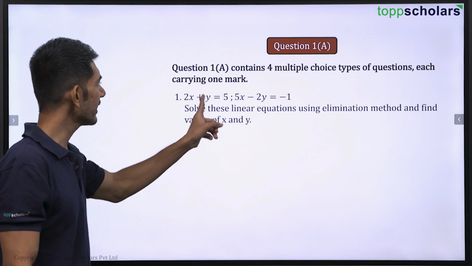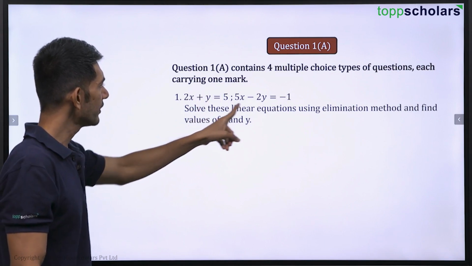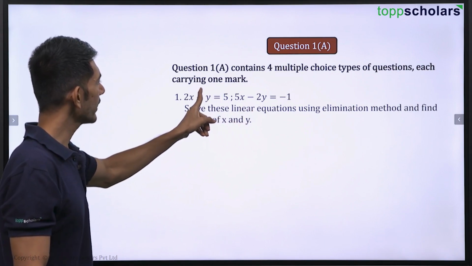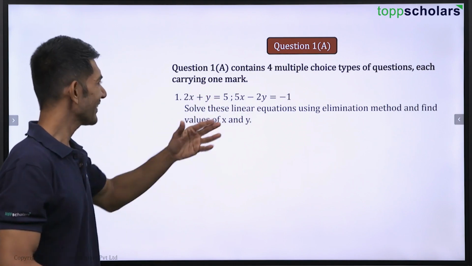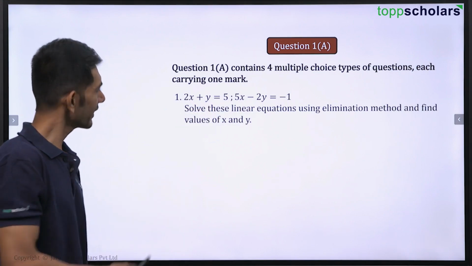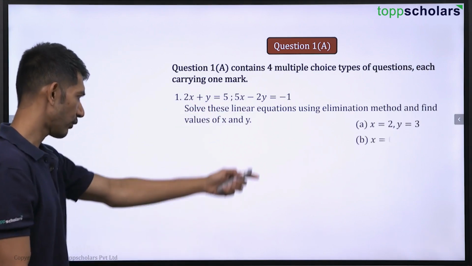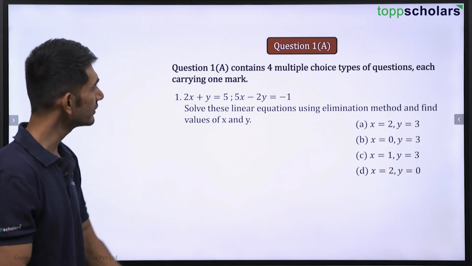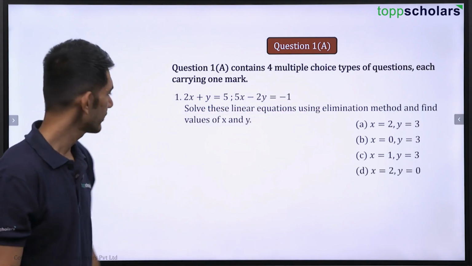You try to make the variable and their coefficient same. So here if you have minus 2, you try to make this as 2, right? And then you can add them. You can cancel y to get the value of x. So let us see the solution as well. And of course 4 options are given because this is multiple choice questions, right?